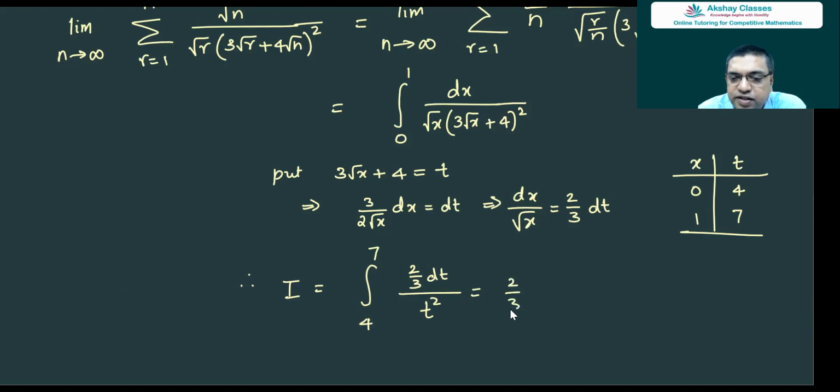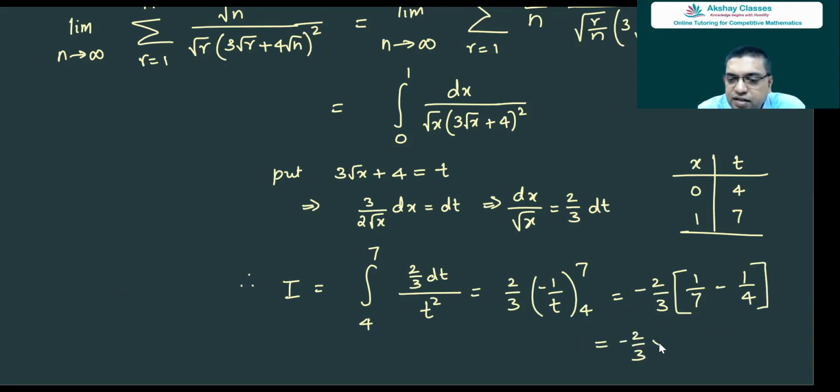So 2 upon 3 into minus 1 upon t from 4 to 7. Take the minus sign out, minus 2 by 3, and substitute. So 1 by 7 minus 1 by 4. So minus 2 upon 3 times, this is 4 minus 7, minus 3 by 7 fours are 28. So minus into minus is plus, 3 cancels. 2 upon 28, 1 upon 14. This is the answer.